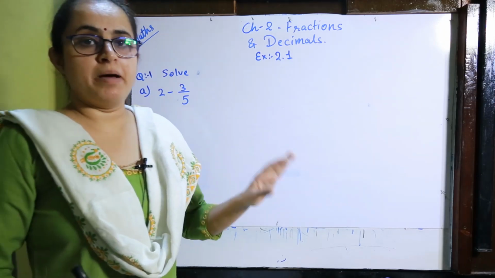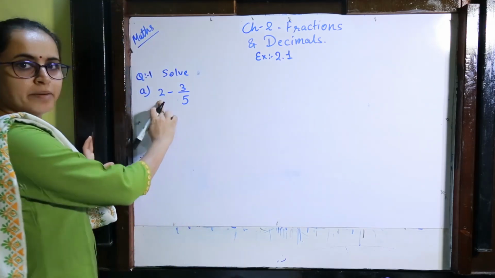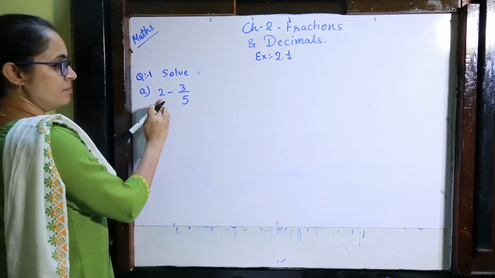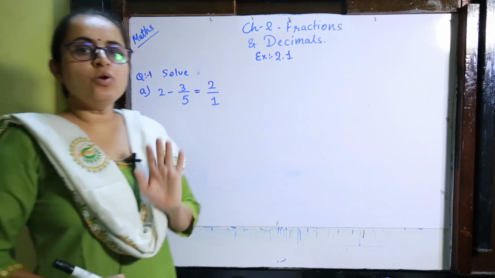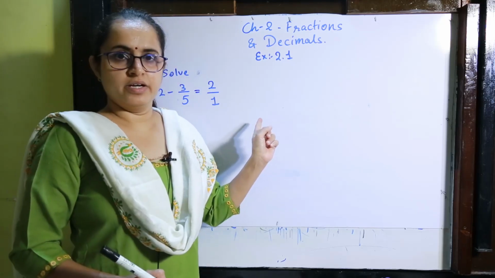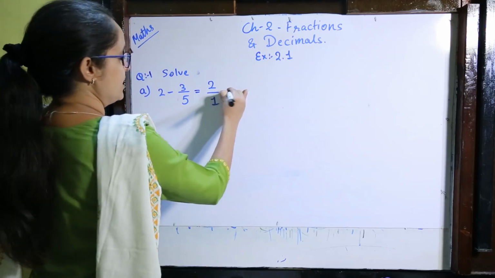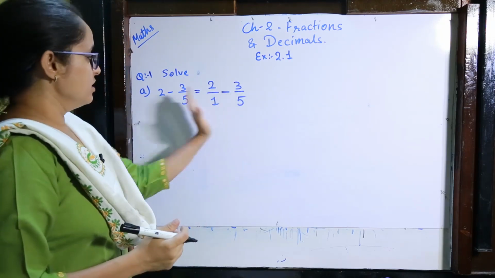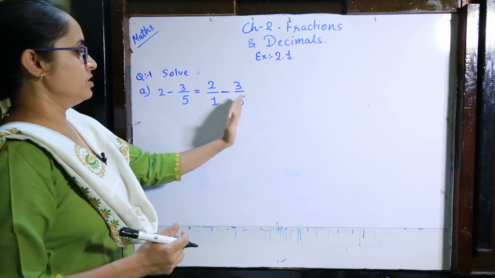But if you remember, I already taught you that whenever there is a whole number, it has the denominator 1. So this number can be written as 2 upon 1. Any whole number has the denominator 1. Got it? So here 2 means 2 upon 1 minus 3 upon 5. This is your conversion of this operation to this operation.